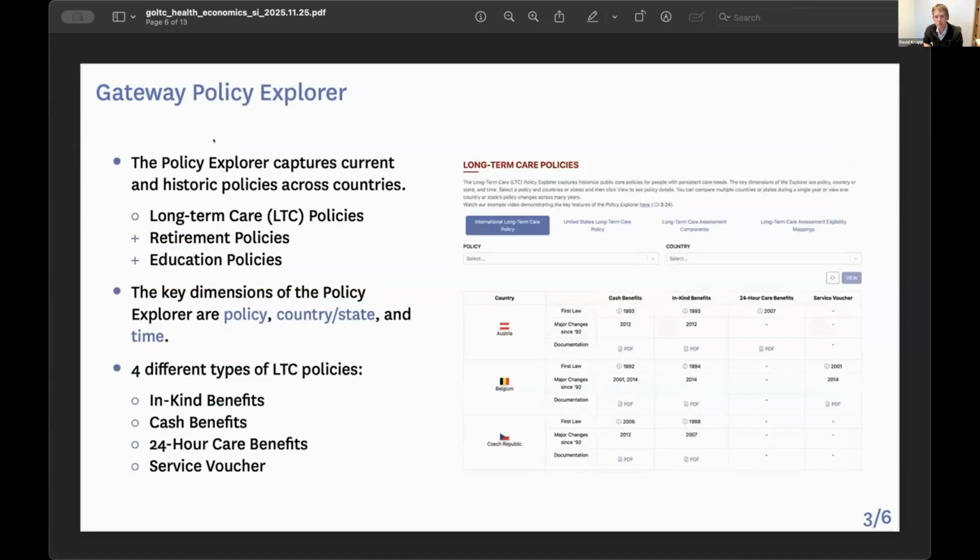We have a policy explorer that captures current and historical policies across countries, including long-term care policies, as well as retirement and education policies. The key dimensions to our policy explorer are policies, such as cash benefits and in-kind benefits. And we allow users to look across countries or states in the US and across time as well, typically from 1992 to present.